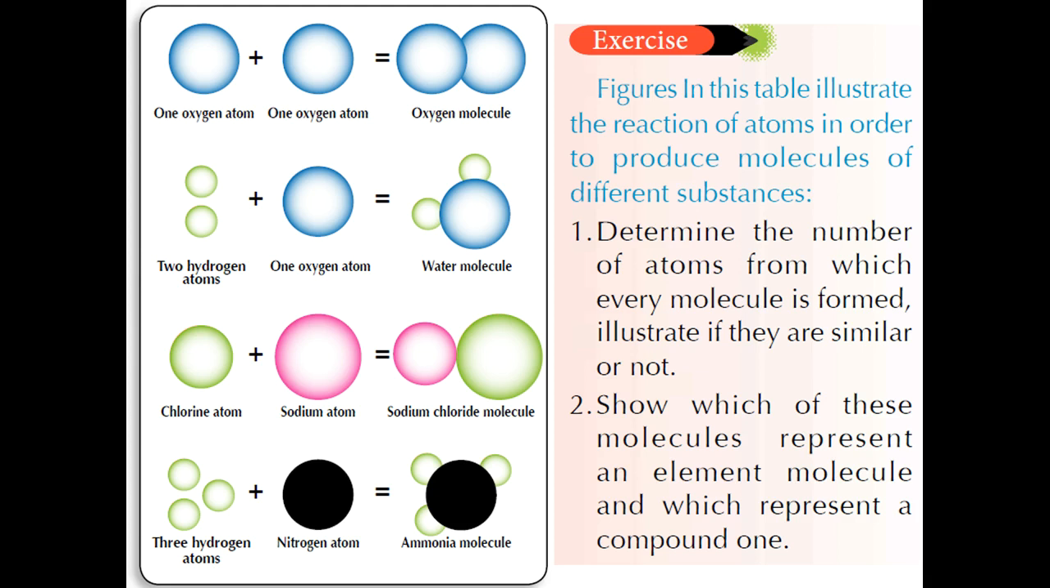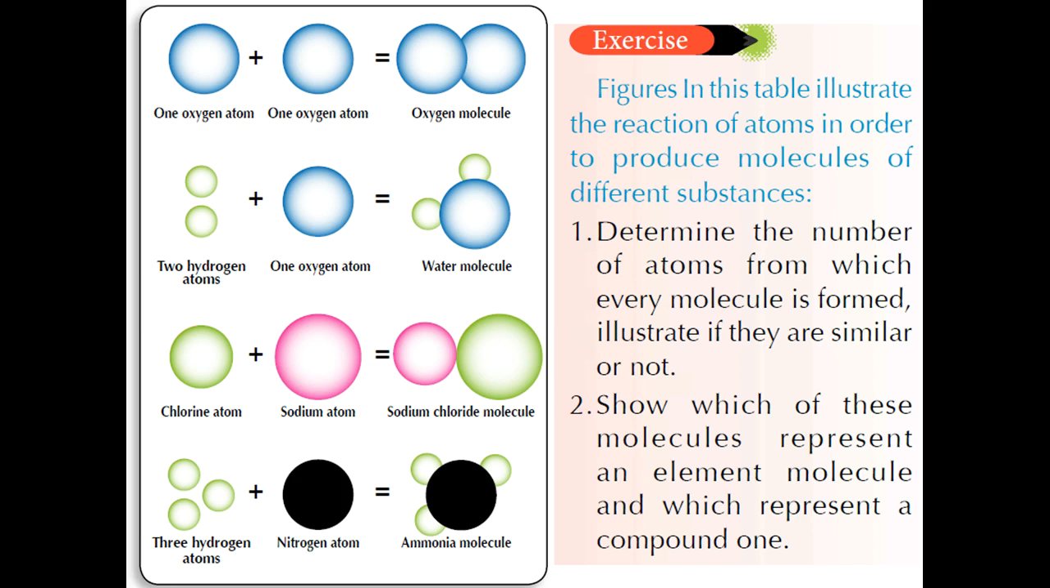Exercise. Figures in this table illustrate the reaction of atoms in order to produce molecules of different substances. الصورة اللي قدامنا دي بتعبر عن إيه؟ Reaction of atoms، تفاعل الذرات من أجل الحصول على جزيئات لمواد مختلفة. تمام؟ طيب number 1: determine the number of atoms from which every molecule is formed. Illustrate if they are similar or not. Determine، حدد عدد الذرات، هل هم بيكونوا جزيئات حتى لو كانوا مختلفين ولا لا.